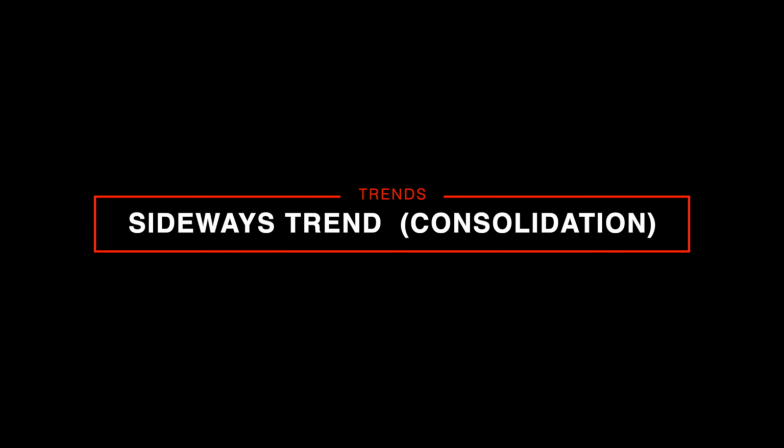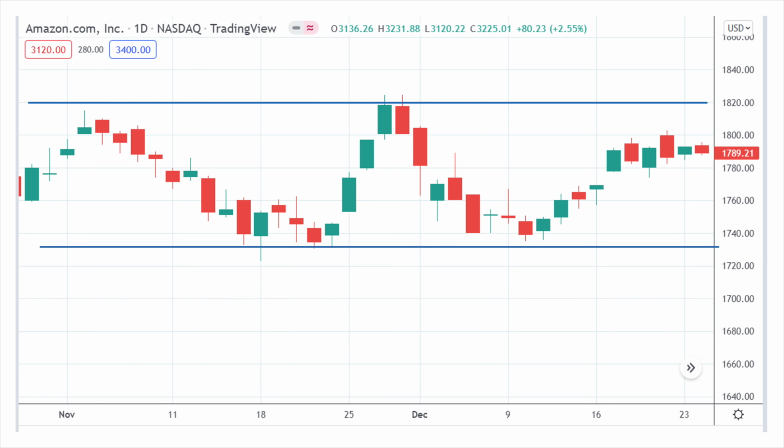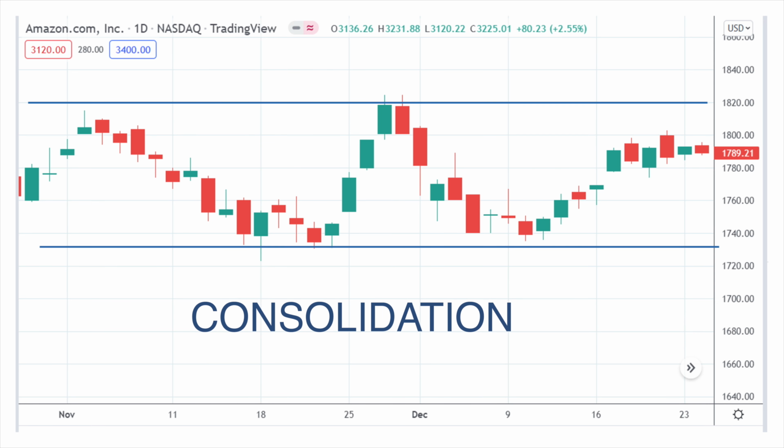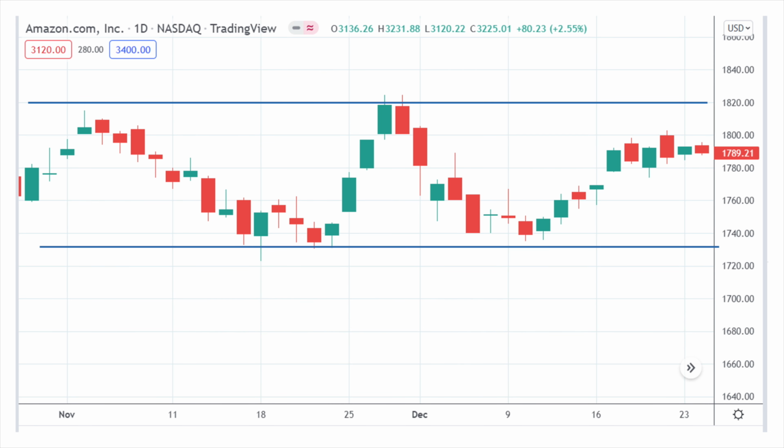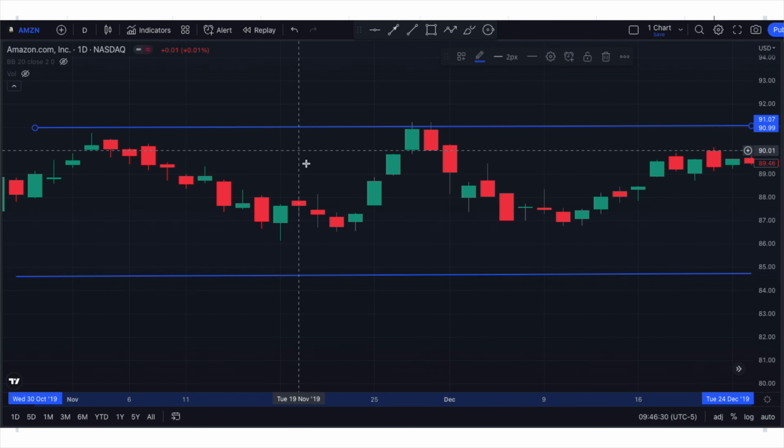Sideways trend, also called consolidation. Many traders do not consider this as a trend. This is usually referred to as consolidation, where the price does not really go anywhere and keeps oscillating between two levels. Some traders also refer to this as choppy market.